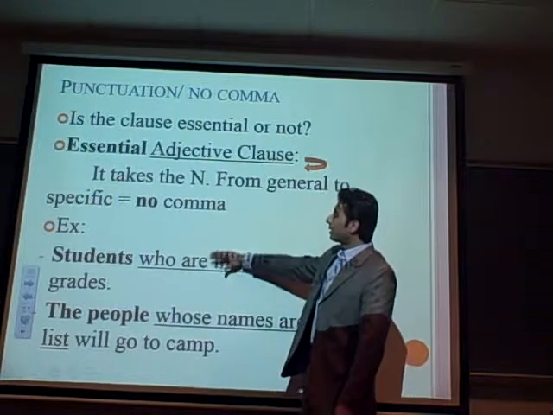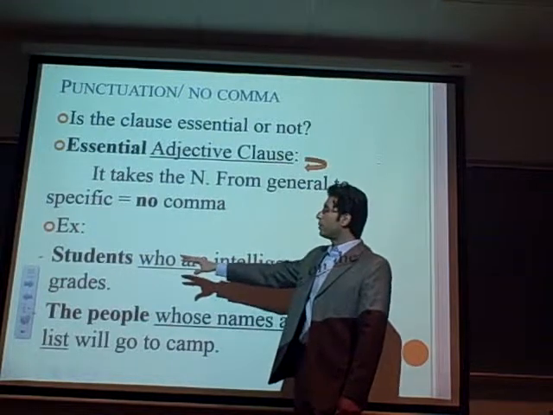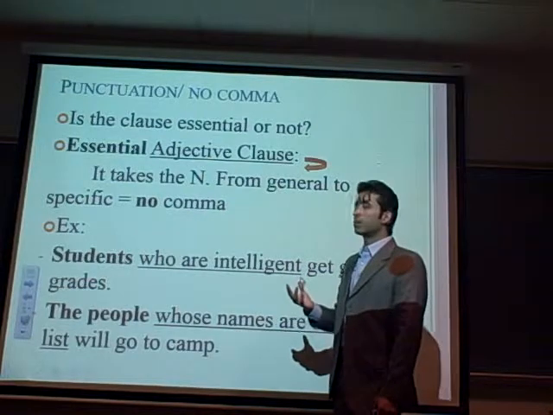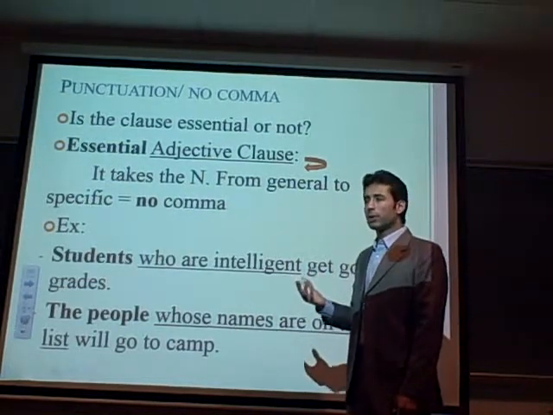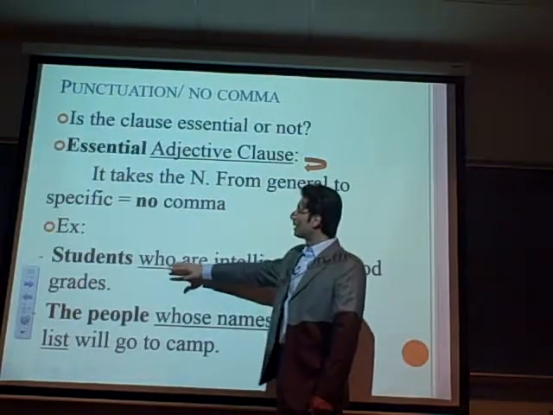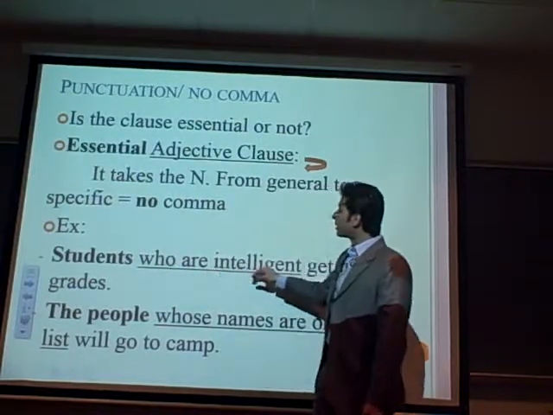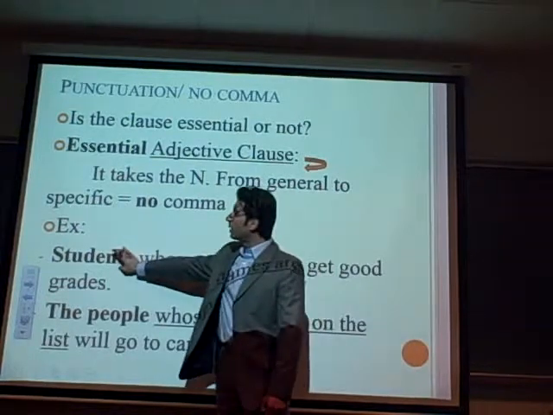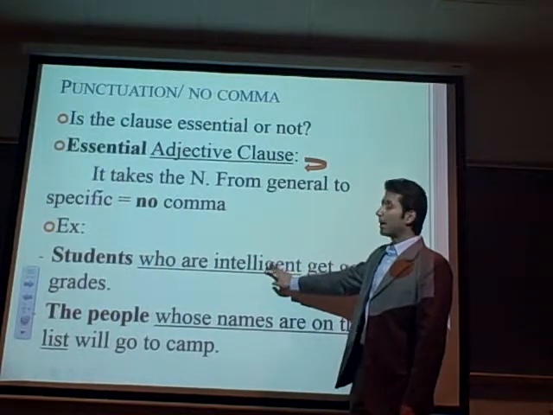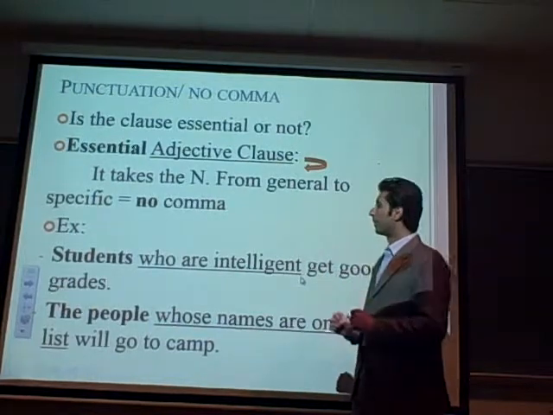So if we take this out of the sentence, I mean the adjective clause, students get good grades doesn't give a meaningful sentence because we are talking about students get good grades. Who are these students? We have no idea. While when we keep this without a comma as part of the sentence, we will have who are intelligent. So we specify what kind of students are going to get good grades. Only students that are intelligent get good grades. So we separate them, we specify them.